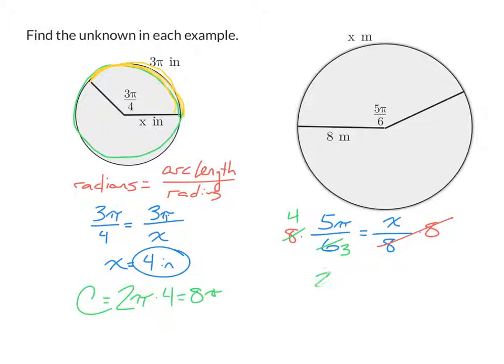So on top, I have 20 pi. On bottom, it's just a 3. And that's what the arc length is, and that's in meters. That's the answer for that particular arc length: 20 pi divided by 3 meters. And that's almost 7 pi meters, not quite, of the arc length. And so that's how we can use radians to help us figure out information about radiuses, radii, and arc lengths. For now, we're done.